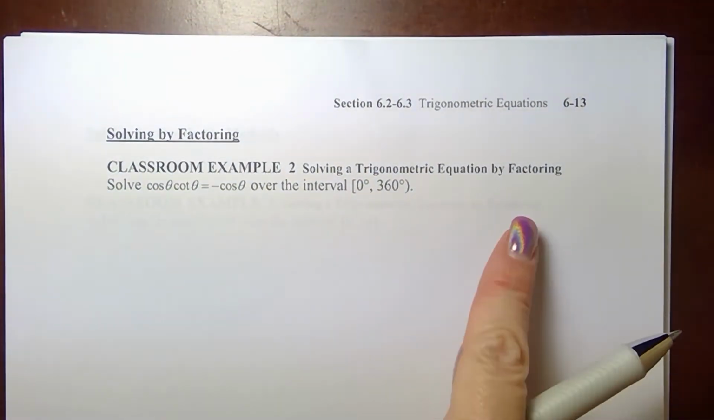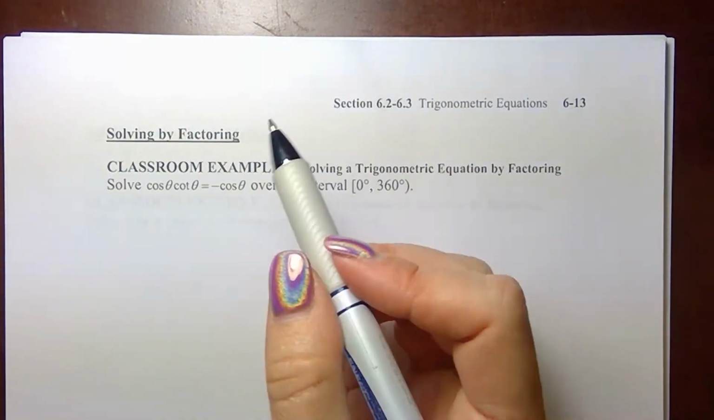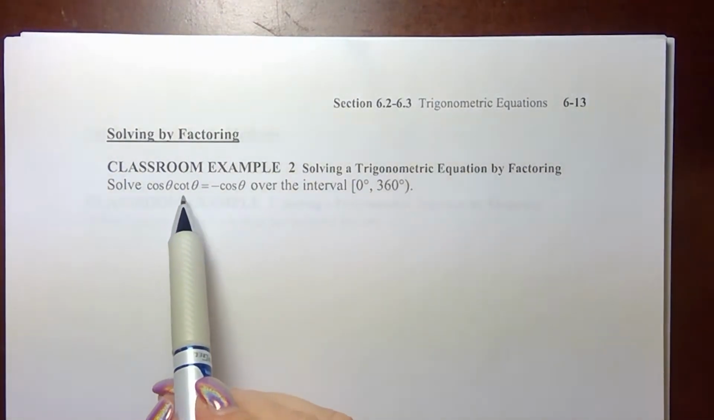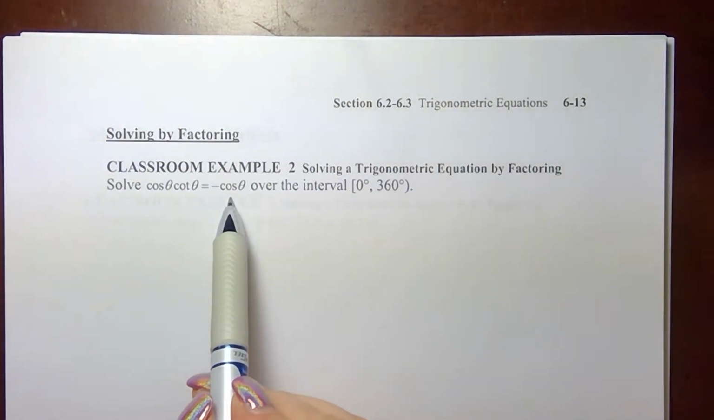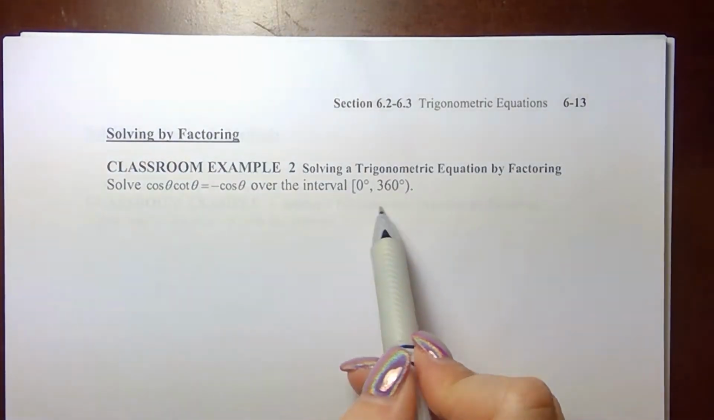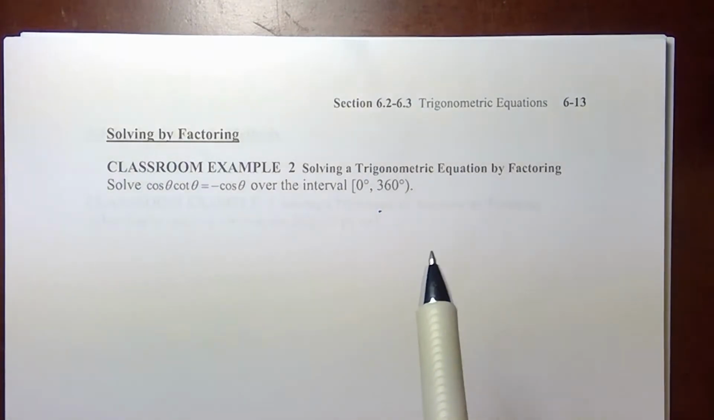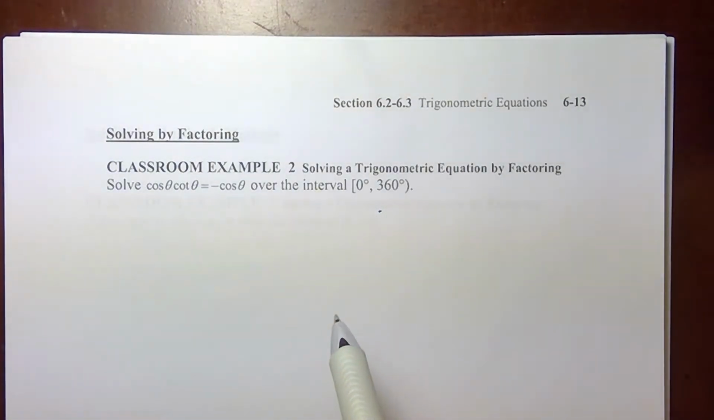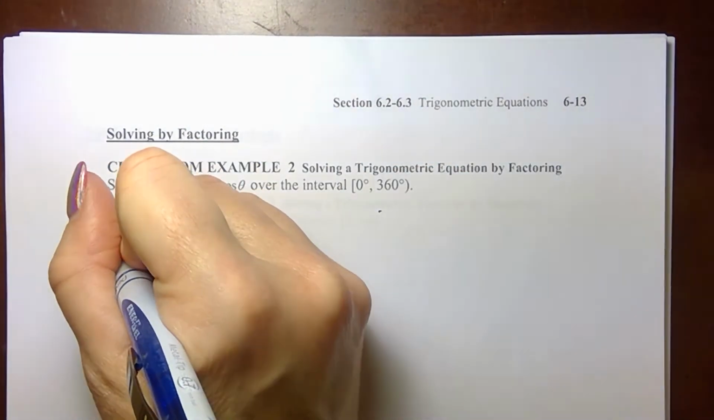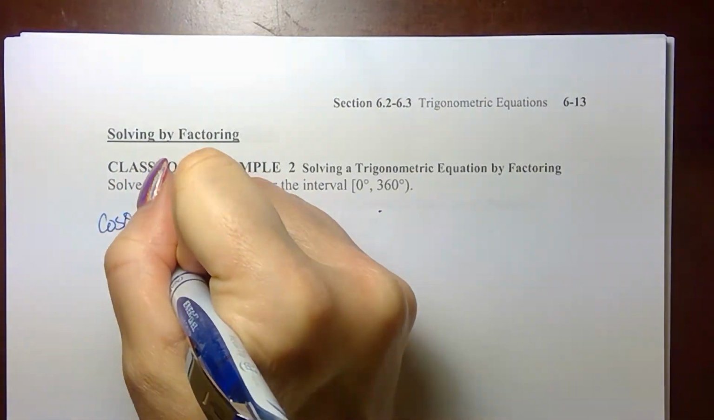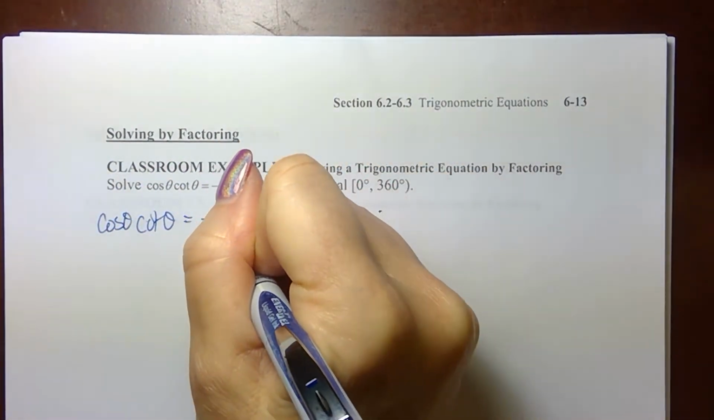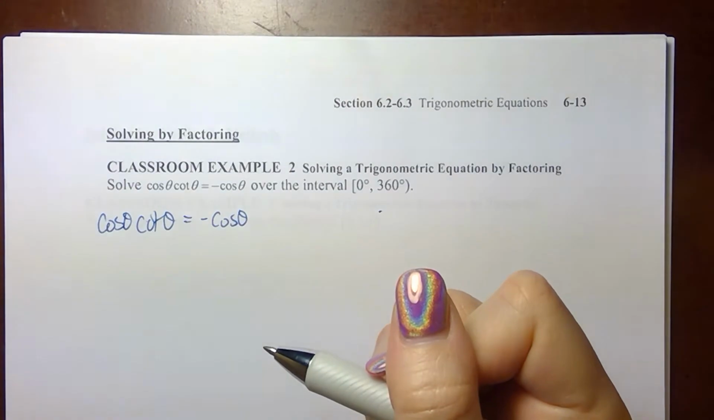Now this time we're going to be factoring. Our equation that I'm given to solve is cosine theta cotangent theta equals negative cosine theta, and I'm solving it over this interval. Now it does not ask me for all solutions. We're going to go ahead and talk about all solutions, but it doesn't ask me for it. Okay, so I've got my equation. Cosine theta cotangent theta equals negative cosine theta.